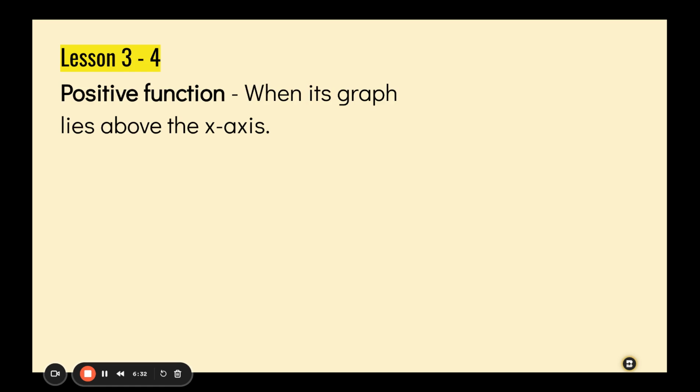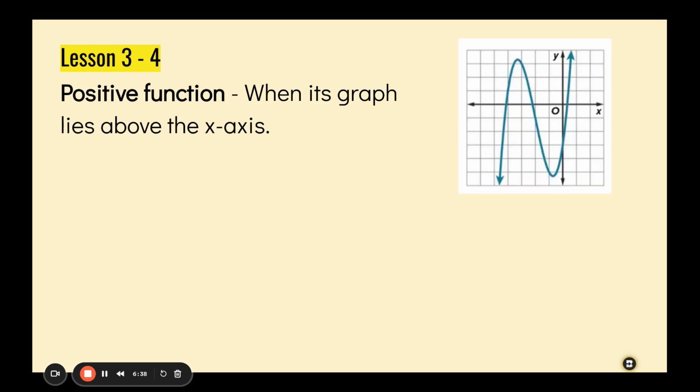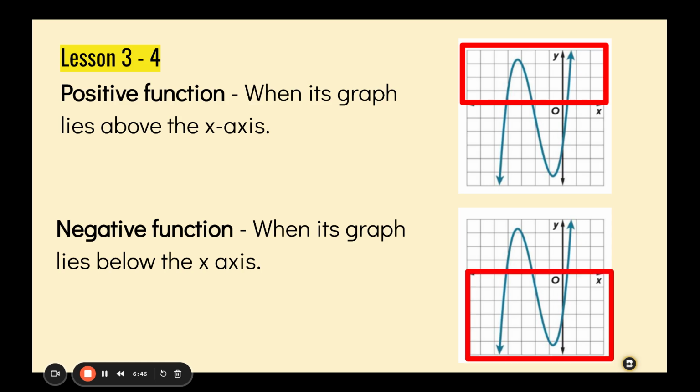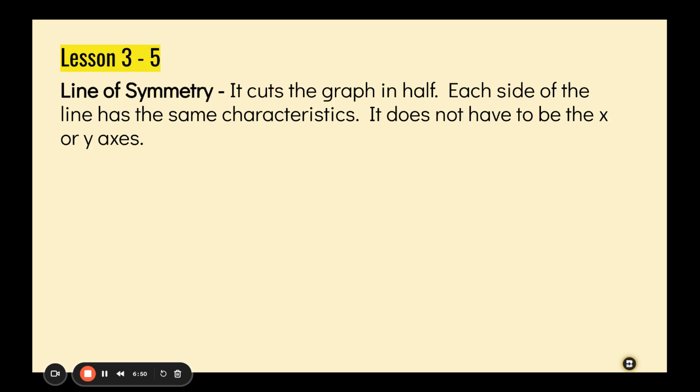Positive function. Okay, first of all, it's a function. When its graph lies above the x-axis. So the part that's above the x-axis is the positive function. The part that's below is the negative part of the function.